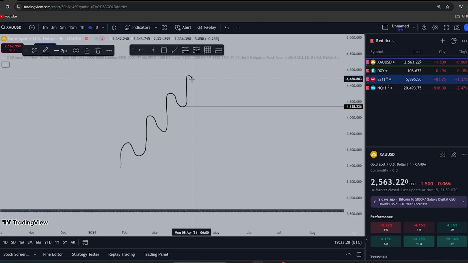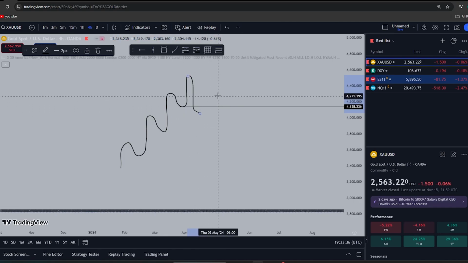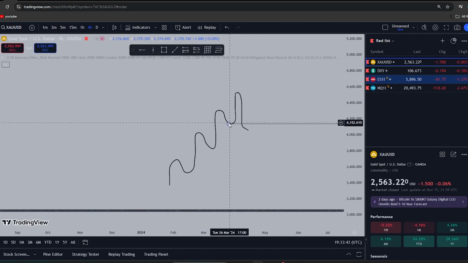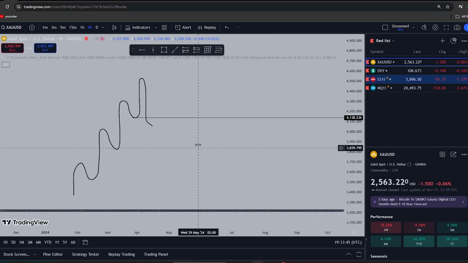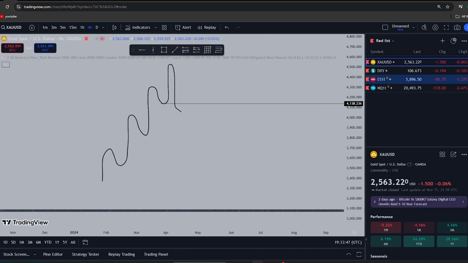gets taken out, and it has to be a full candle that closes below this higher low. It can't be a wick, otherwise we just don't count it. Right, it has to be a full candle to close below this higher low. This would give us kind of an idea that we're going to start going to a downtrend.